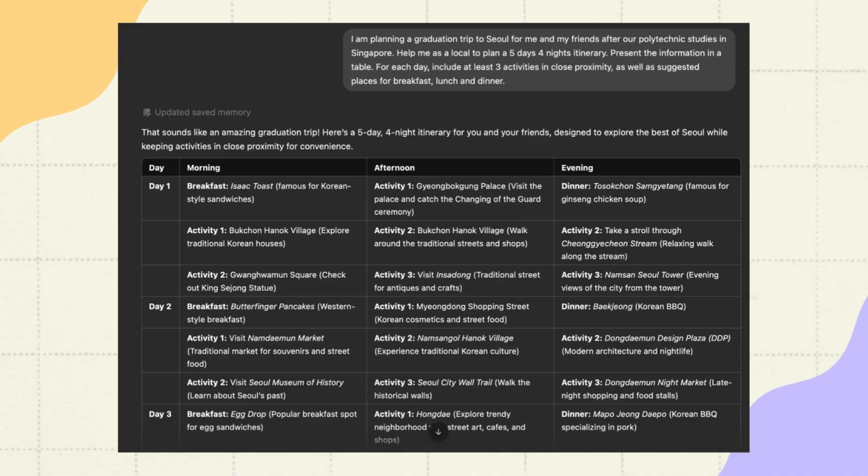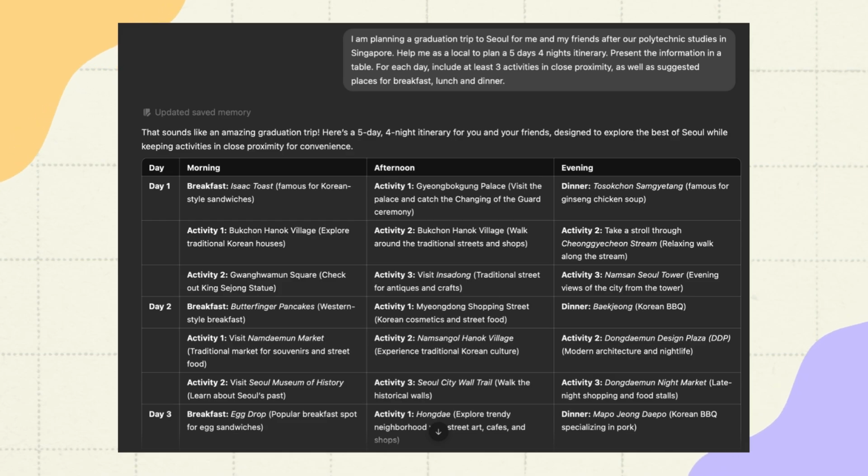When we look at the response to this well crafted prompt, we can see how effective the CRAFT framework is. The AI has provided a detailed table with daily activities, meals, and locations, exactly what was requested. Compare this to what you might get with a vague prompt like, "tell me about Seoul," which would likely produce generic tourist information without any personalized itinerary planning.